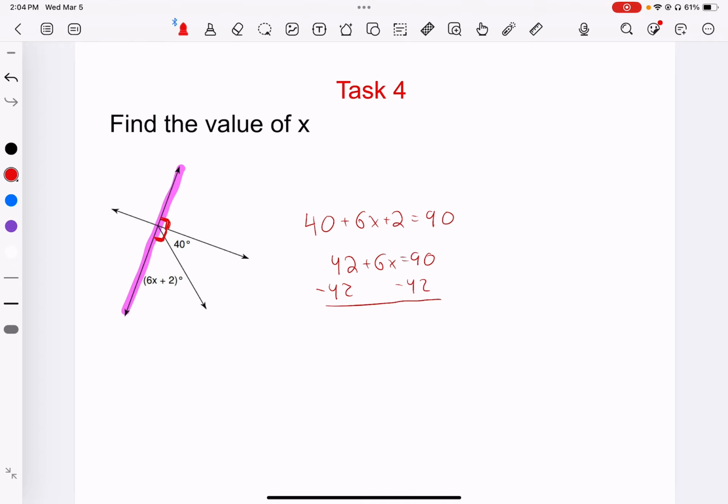Subtract 42 from each side. I'm left with 6x equals 48. Divide both sides by 6. X is equal to 8.